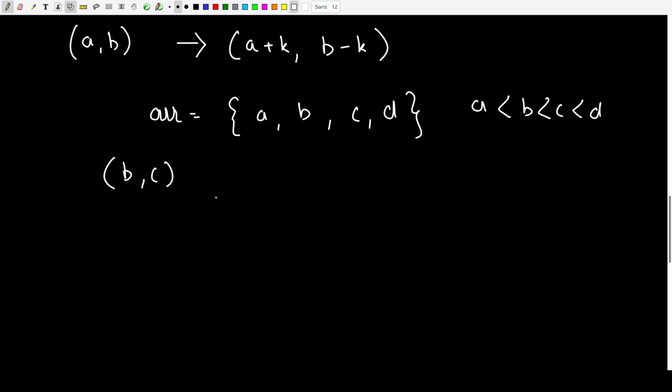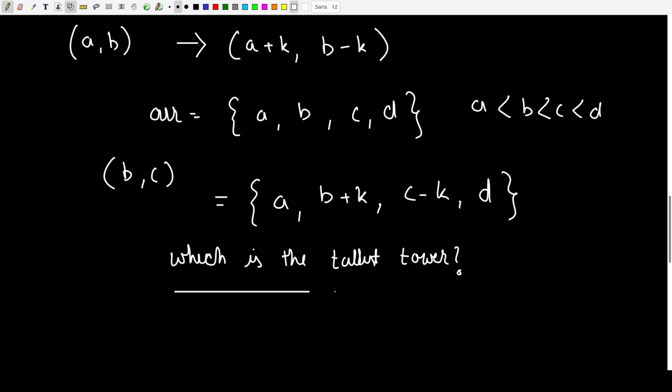Now from the first two concepts we realize that we have to increase the height of tower B by k and we have to decrease the height of tower C by k. Now after increasing and decreasing the height of the towers, we don't know which is the tallest tower and we don't know which is the smallest tower. And in order to compute our answer, we have to answer these questions. So let us try to understand what would be the tallest and smallest tower in this scenario.